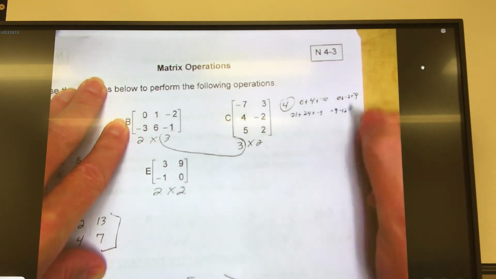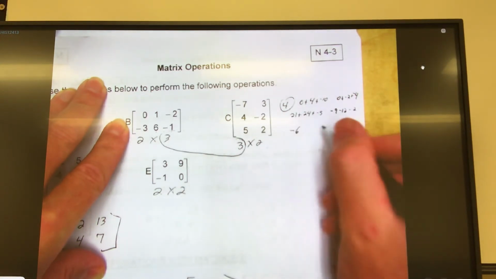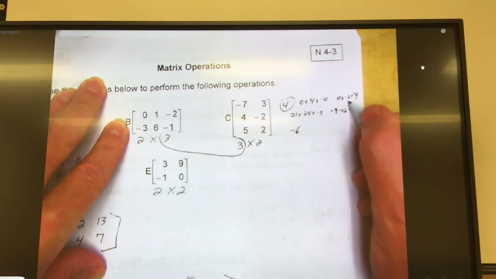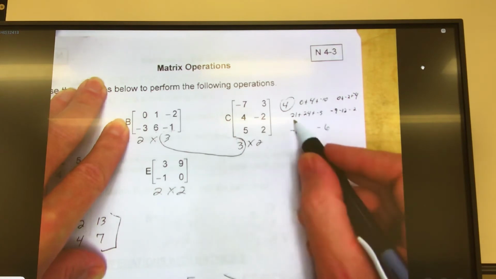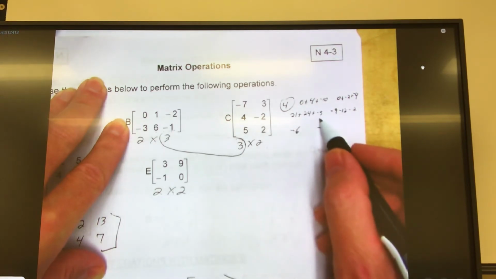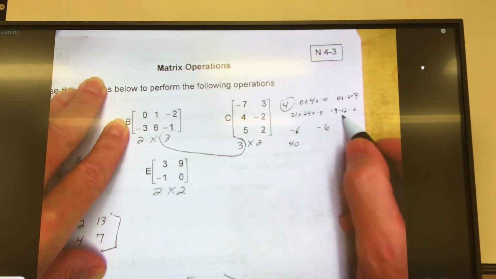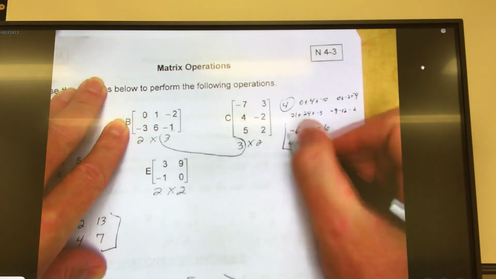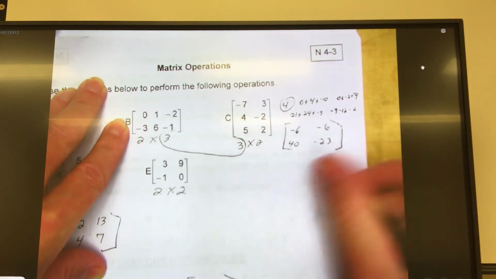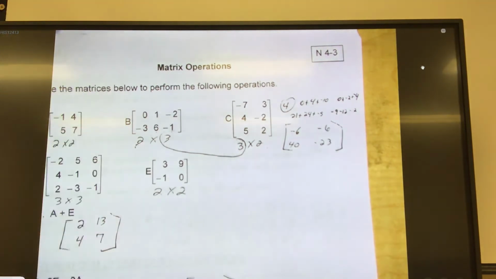Now let's clean these guys up. I got 0 plus 4 minus 10. That gives me negative 6. Over here, I have 0 minus 2 minus 4, which is also a negative 6. On the bottom, I got 21 plus 24 minus 5. That gives me 40. Negative 9 minus 12 minus 2 is negative 23. And sure enough, there is my 2 by 2 matrix, like we said we would have at the end. Okay? All right, moving on.